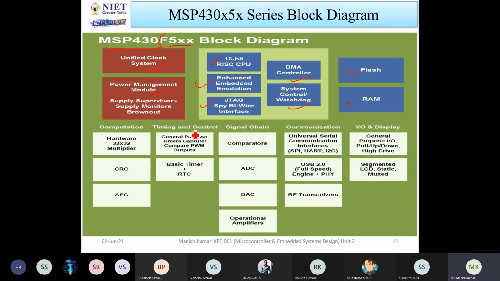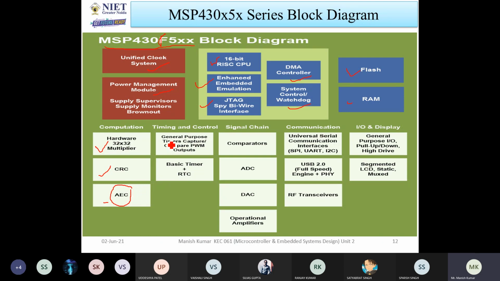Now we will talk about the hardware specification. For computation, the hardware multiplier is used. Here also the hardware multiplier is there. A CRC block is also available, which is called the cyclic redundancy check module. And then AES is available. AES is called Advanced Encryption Standard. This is used for advanced computations. Since this is a powerful microcontroller, we will discuss that.